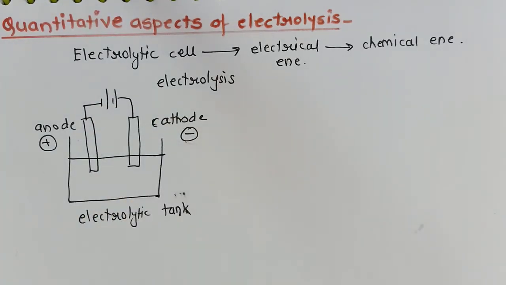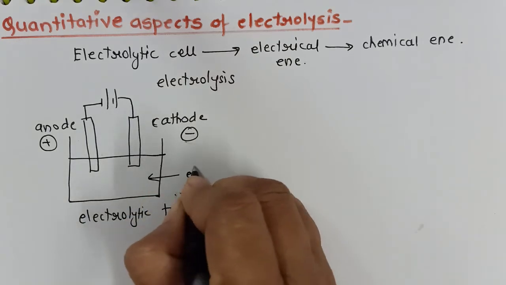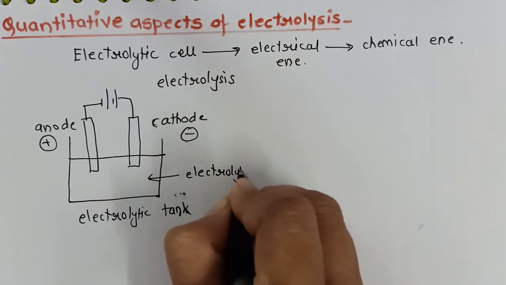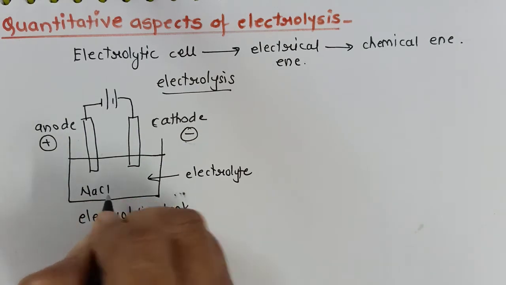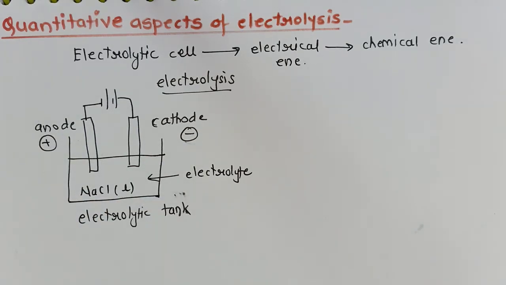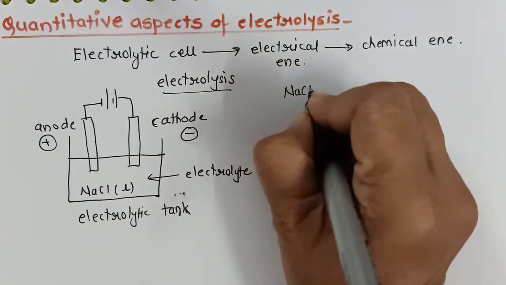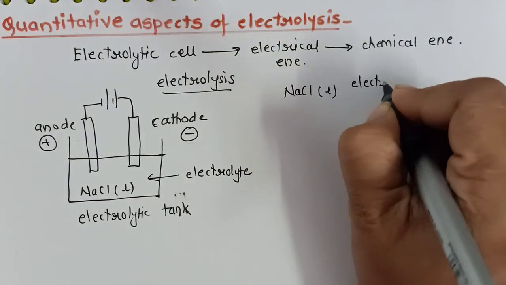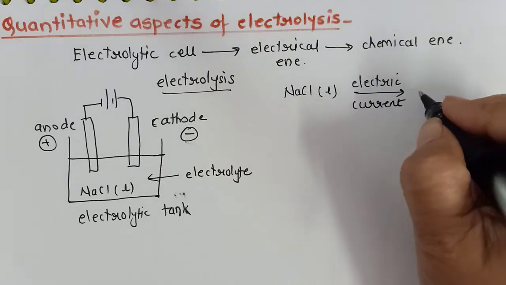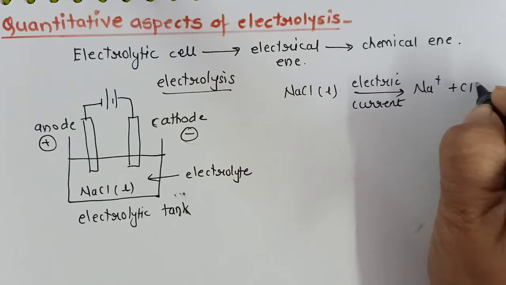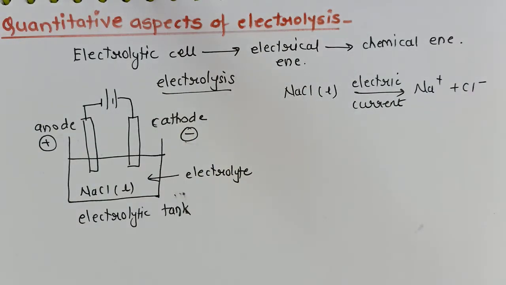and when we pass electric current through this, the electrolyte which is filled in this electrolytic tank will undergo electrolysis. For example, in this electrolytic tank, I have taken liquid sodium chloride. So, when we pass electric current through this liquid sodium chloride, we will get Na+ and Cl-, and that is what we call electrolysis. Now, what are the reactions that are occurring at the anode and at the cathode?